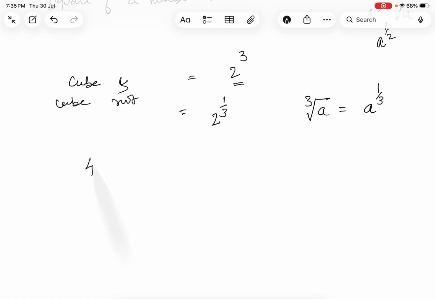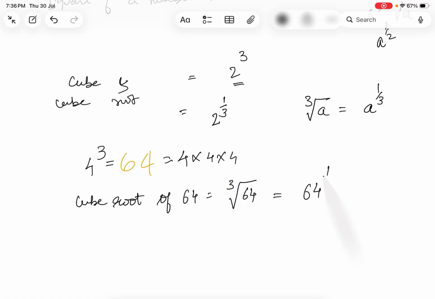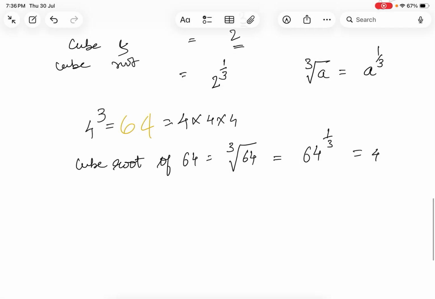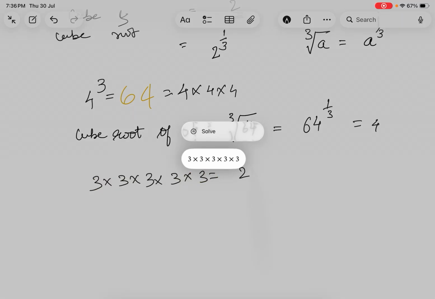Now let us take some examples. Suppose 4 to the power of 3, which gives me the answer 64, so 4 into 4 into 4, which is nothing but 64. But when you have to write the cube root of 64, it can also be written as 64 to the power of 1 upon 3, which is nothing but 4, right? Similarly, you have 3 into 3 into 3 into 3 into 3, which equals 243.